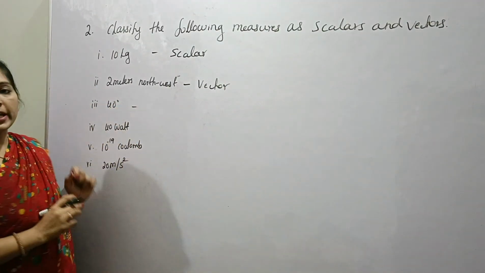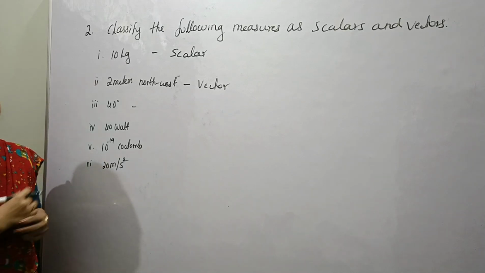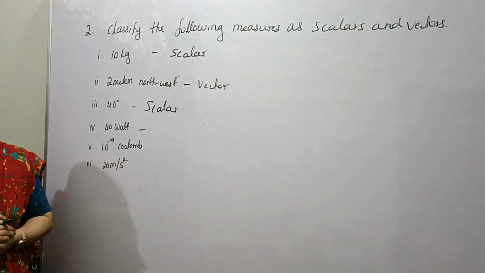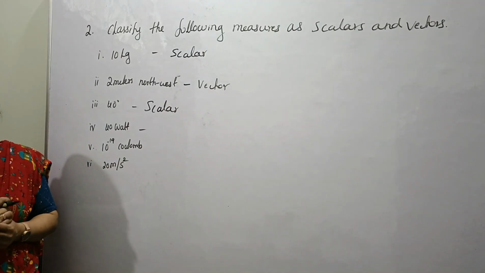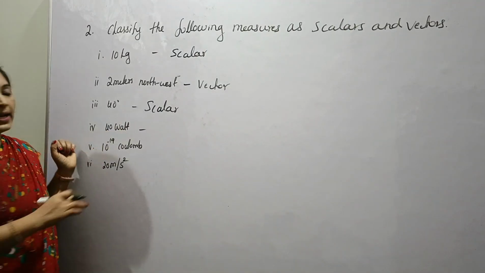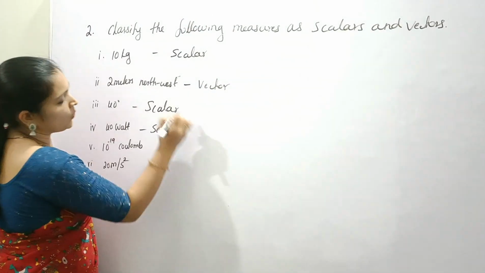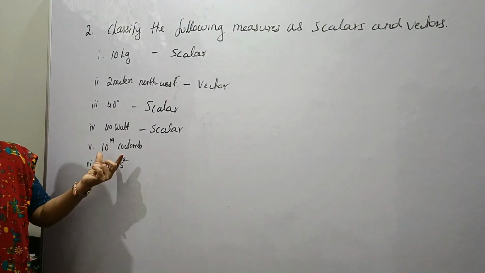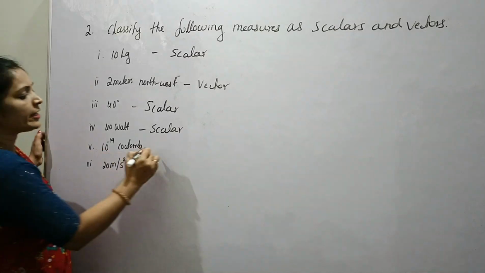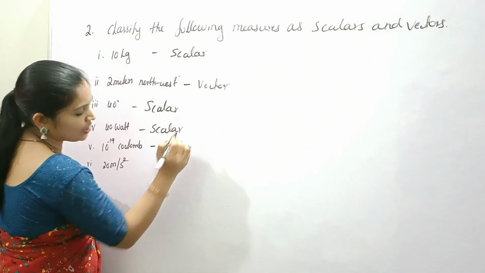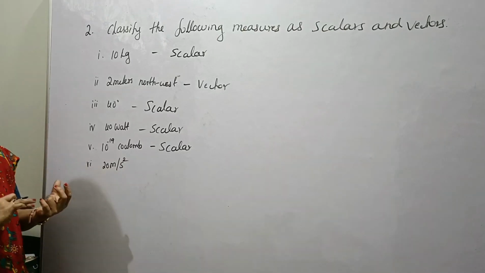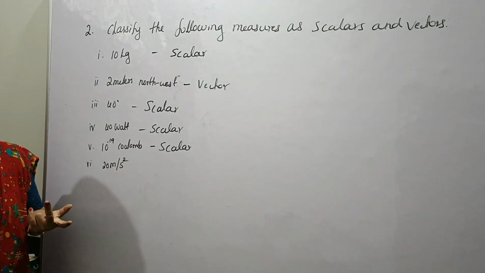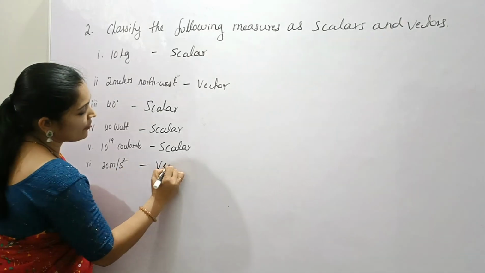Next is 40 degree, that is angle measure, so it is scalar. And 40 watt, that is power, which is scalar, right? There is no direction. Then 10 raised to minus 19 coulomb, that is charge, which is also scalar. There is no direction. And what is 20 meter per second square? Acceleration, right? Acceleration is a vector quantity.